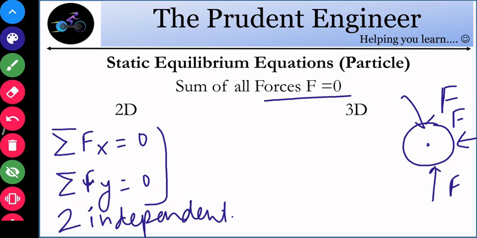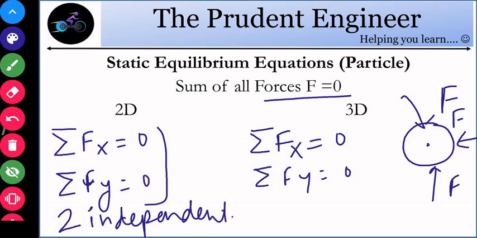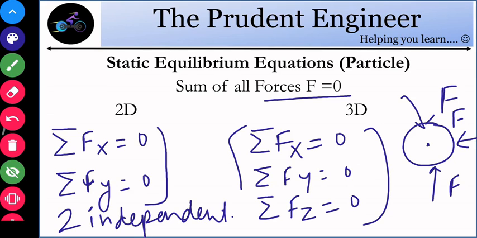equations. In terms of a 3-dimensional object, you can write that the sum of all the forces in the x direction is equal to 0, the sum of all the forces in the y direction is equal to 0, and the sum of forces in the z direction is equal to 0. So these are the conditions for static equilibrium of a particle.